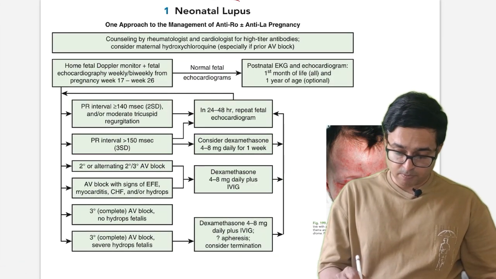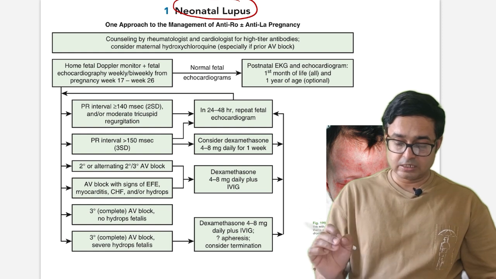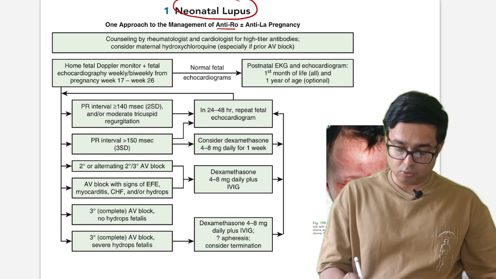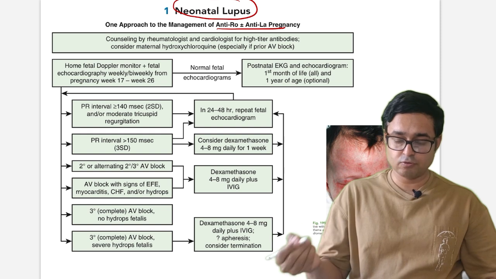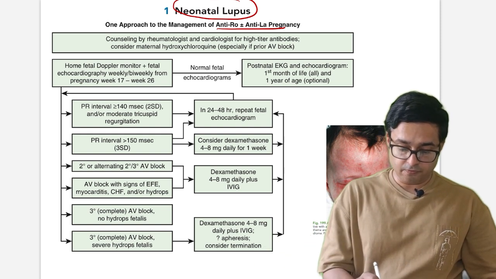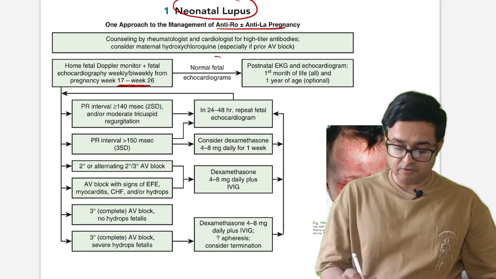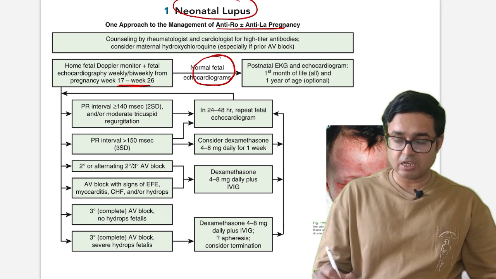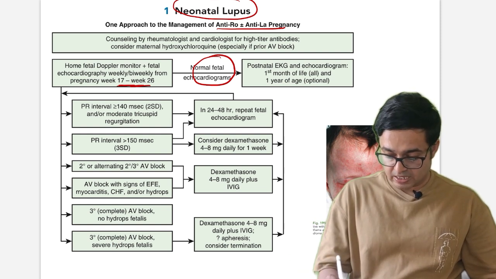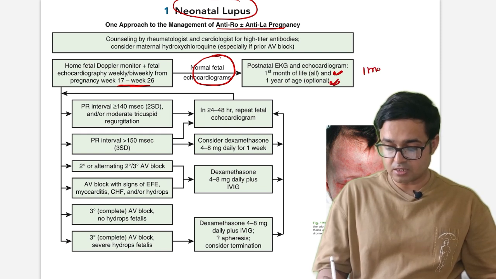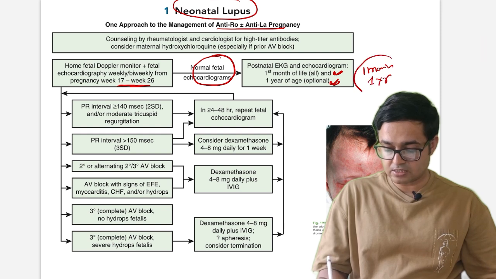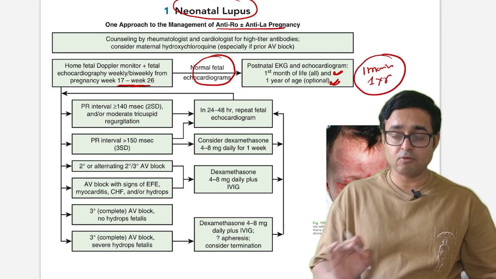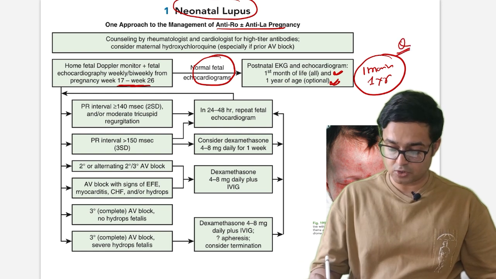Okay, neonatal lupus, very important. You did an examination and you found anti-Ro or anti-La in pregnancy. How will you go ahead? You will do fetal monitoring with echocardiography from 17 to 26 weeks. If the fetal echo is normal, then what do you have to do? If the baby is born, we have to do ECG and echo at the first month and 1 year. First month and 1 year. If the ECG and fetal echo are normal, very much important, this has been asked twice.